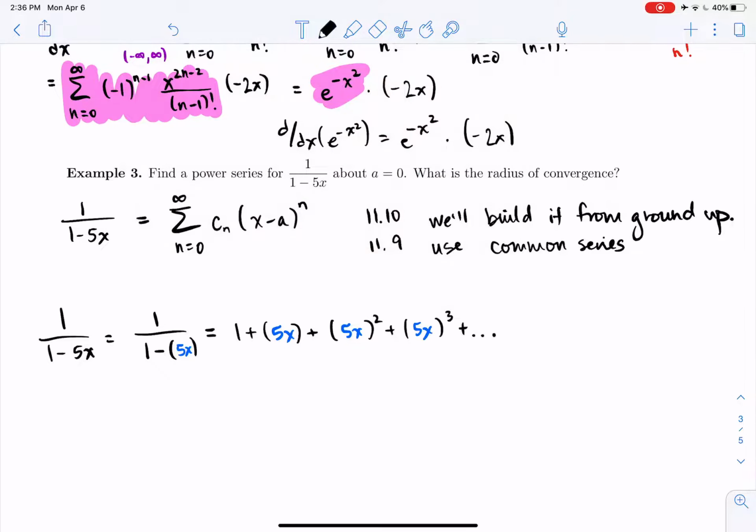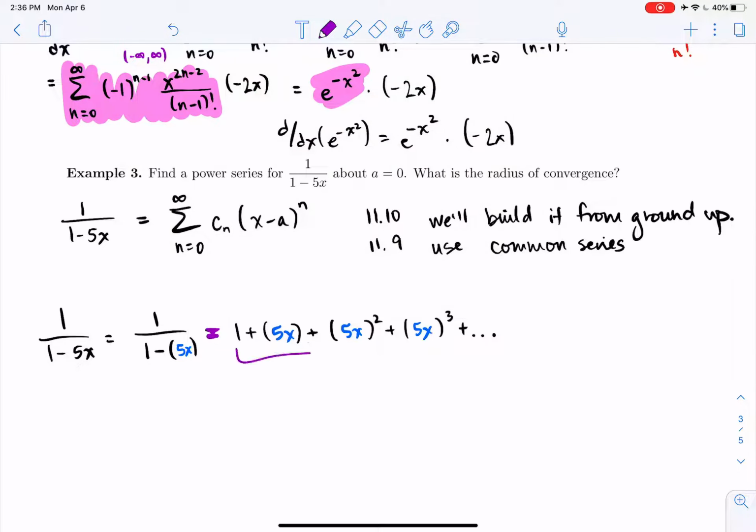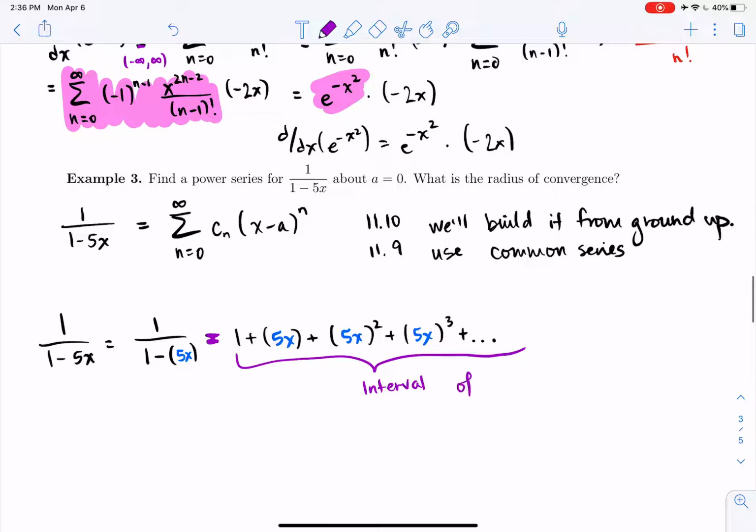Okay, now, here we go again. I've written equals, and what do we mean? So we need to test what the radius of convergence is so that we can find the interval of convergence for this, right? We also have to keep in mind what the domain of our original function is, because that matters as well.